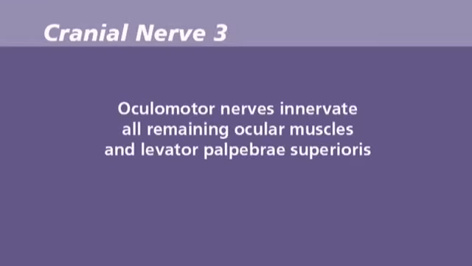All of the other eye movements involve the oculomotor nerve. This nerve also innervates the levator palpebrae superioris, where weakness will result in ptosis. In the full picture of a third nerve palsy, the pupil will be dilated and the eye will deviate downwards and outwards.